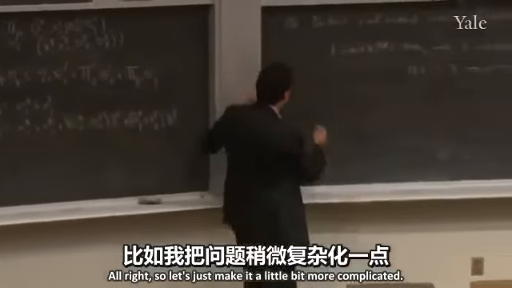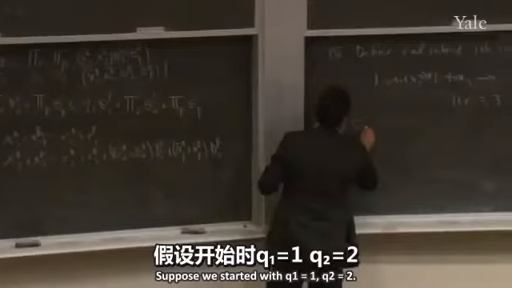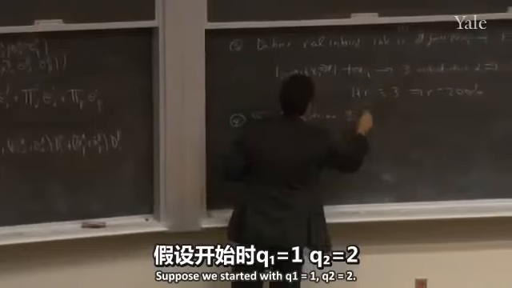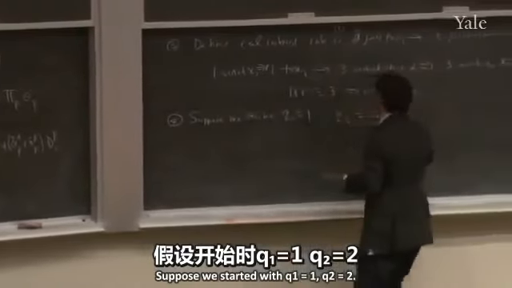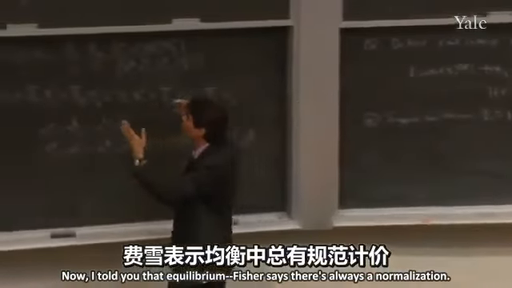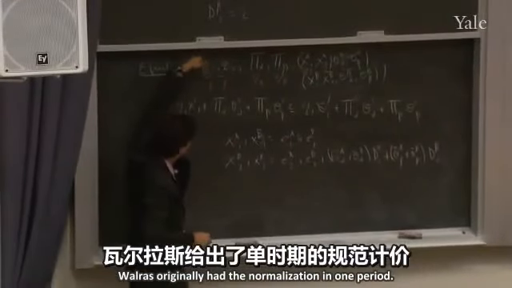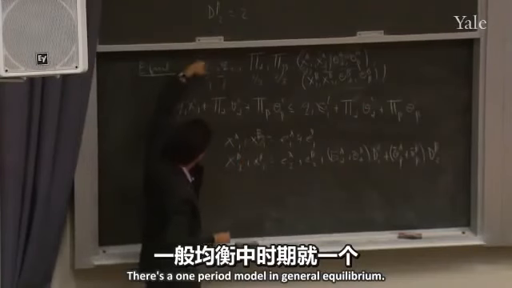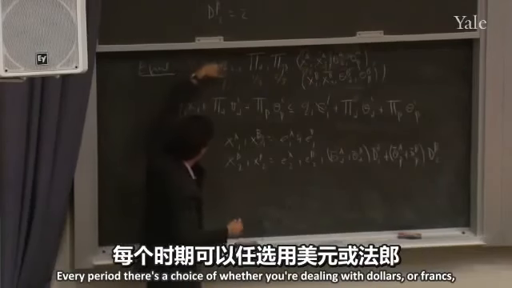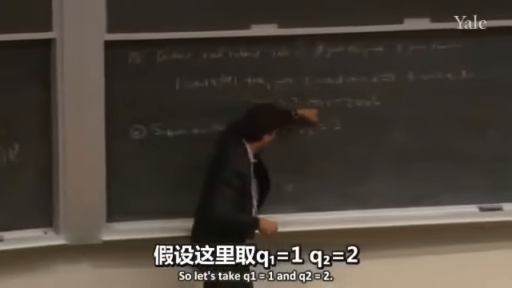All right, so let's make it a little bit more complicated. Suppose we started with Q1 equals 1, Q2 equals 2. Now, Fisher says you can't figure out the normalization; there's always a normalization. Walras originally had the normalization in one period, as it's a one-period model in general equilibrium. In multi-period models, there's a normalization every period. Every period, there's a choice of whether you're dealing with dollars or francs or centimes. And so there's a free normalization. So let's take Q1 equal to 1 and Q2 equal to 2.